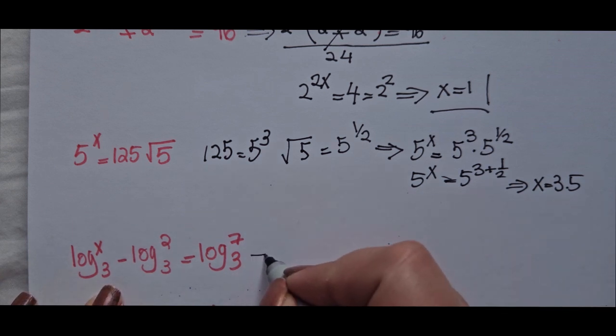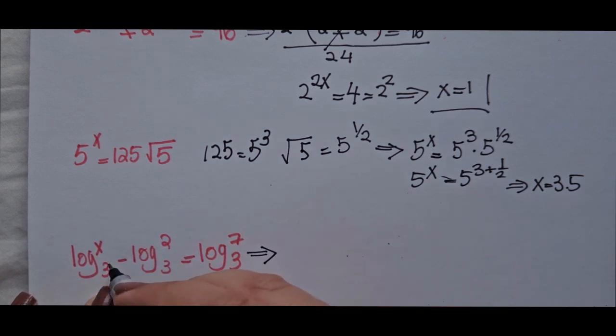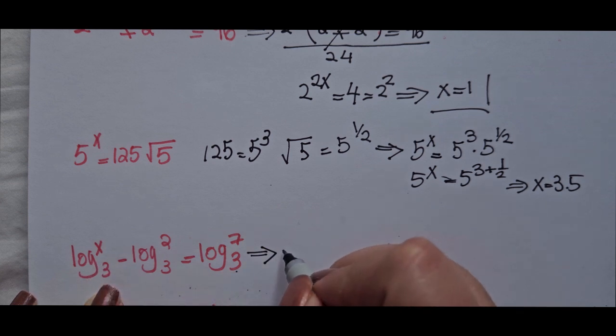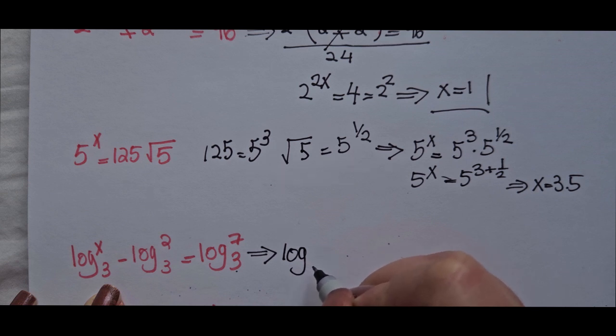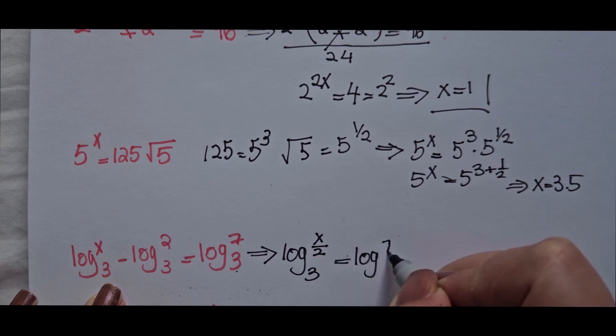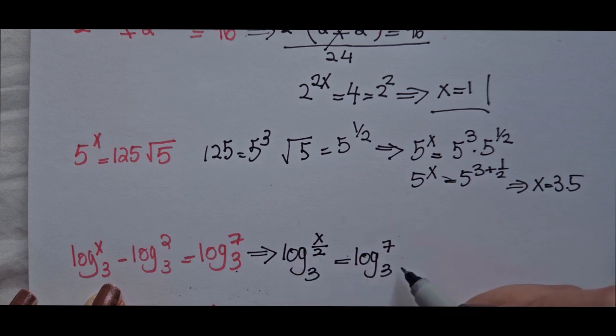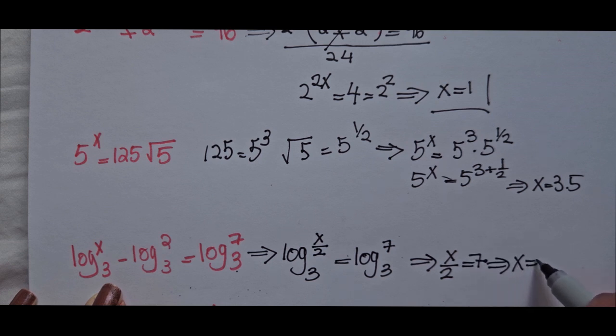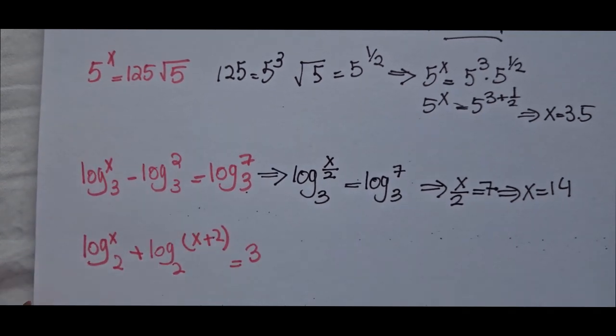Here, as you can see, the bases are 3. So when we have a logarithm subtracted from another one, as per the properties, that would be log of x divided by 2 to the common base equals log 7 base 3. So here, what you can see, both of them are logs, the bases are the same, so that means x over 2 is equal to 7. In other words, x is equal to 14. That's an easy one, but take a look at the other one.